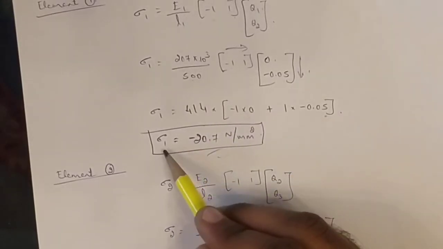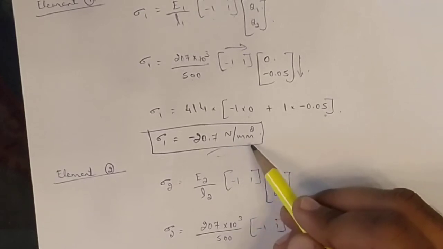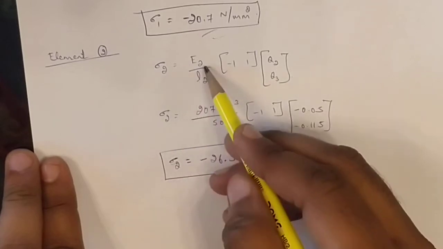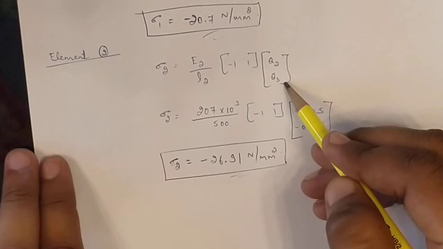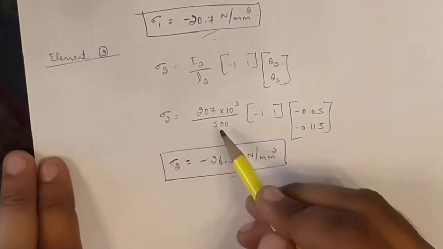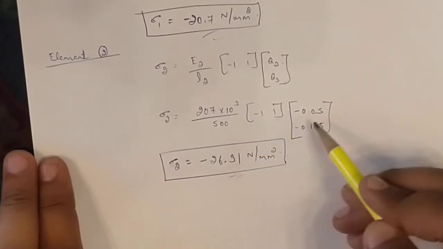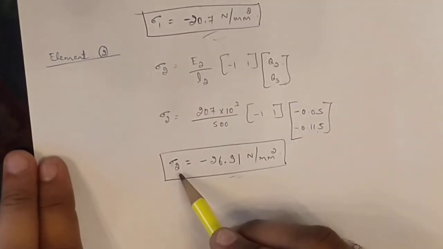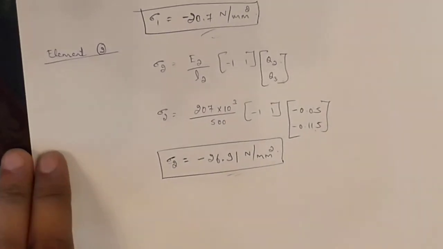Just to simplify this, you'll get sigma 1 is equal to minus 20, which is minus 20.7 Newton per mm square. Okay. Similarly, go for element 2. Sigma 2 is equal to E2 by L2 times minus 1, 1. Element 2 is between the nodes 2 and 3, so it is Q2 and Q3. So sigma 2 is equal to 207 into 10 power 3 by 500 times minus 1, 1 times Q2, Q3. So sigma 2 is equal to minus 26.91 Newton per mm square.